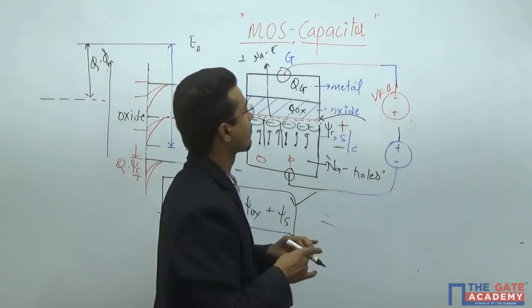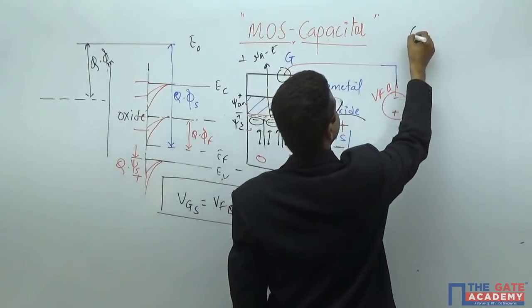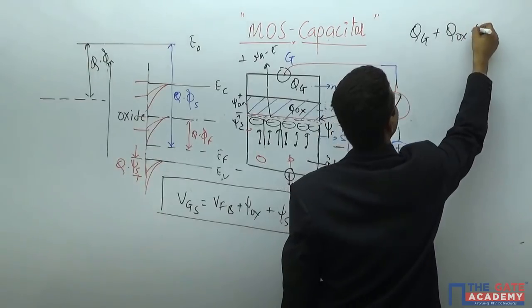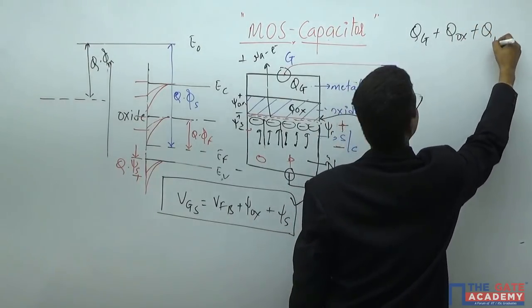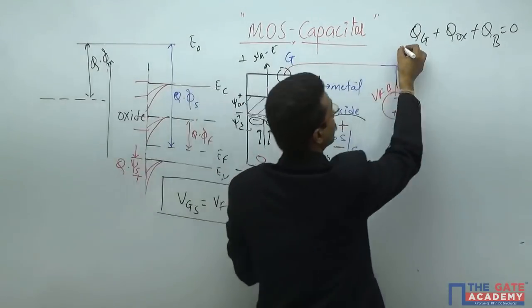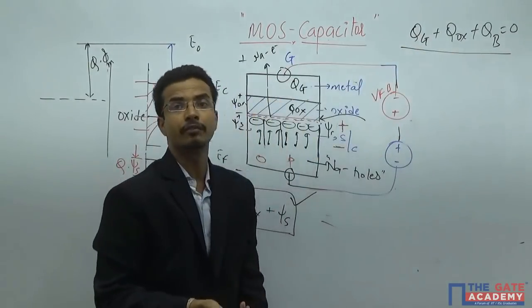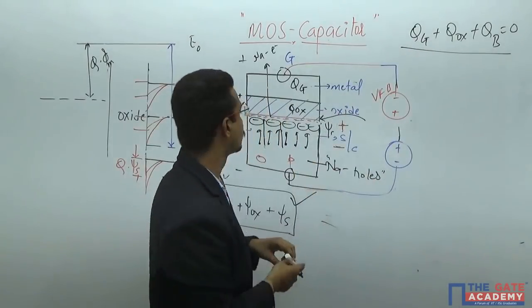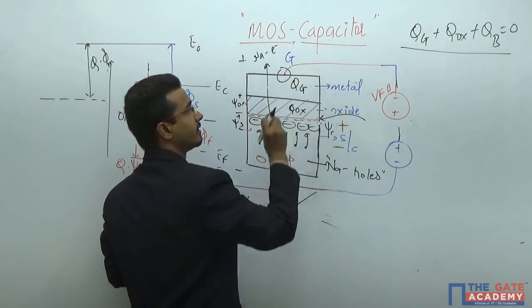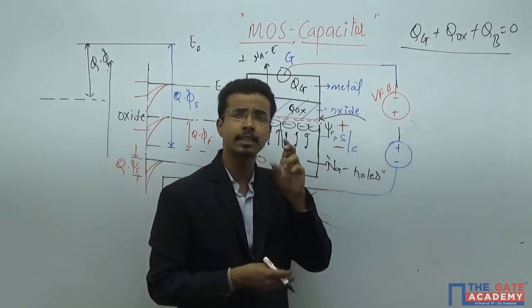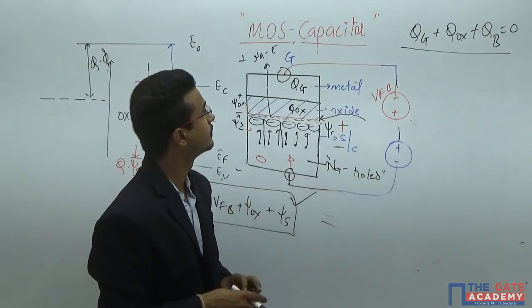Okay. So, the total charge is QG plus QOX plus QB equals 0, under the assumption of charge conservation that we have taken here. And these charges are per unit area, so you do not have to think that these are total charges. Whenever you multiply by the area, you will get the total value.